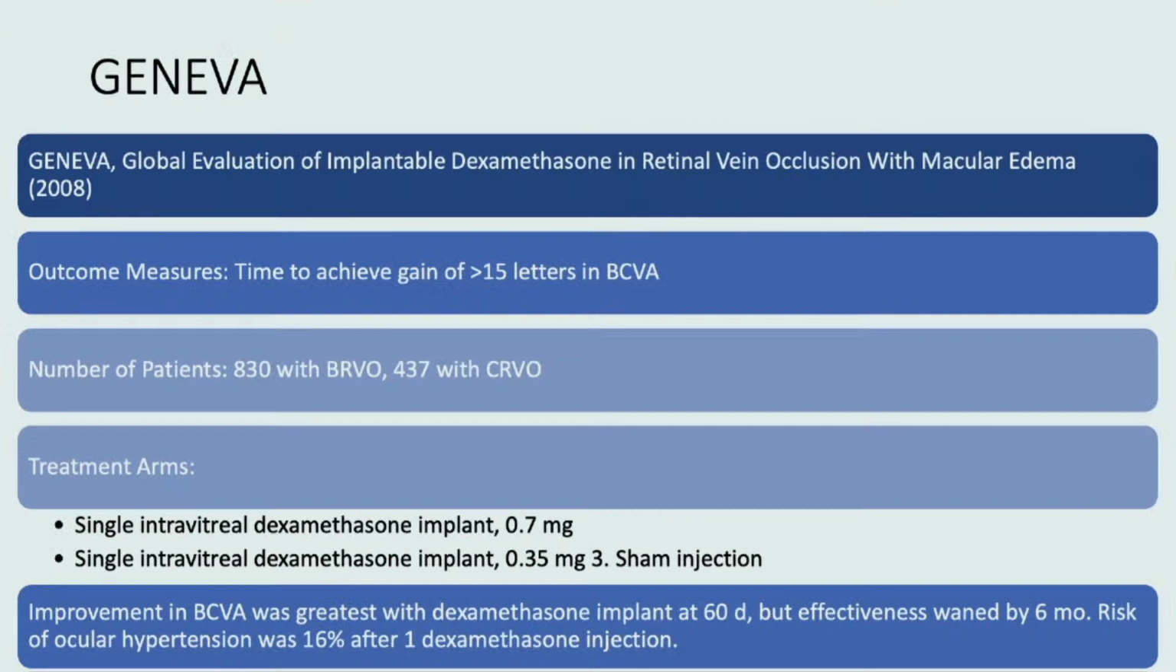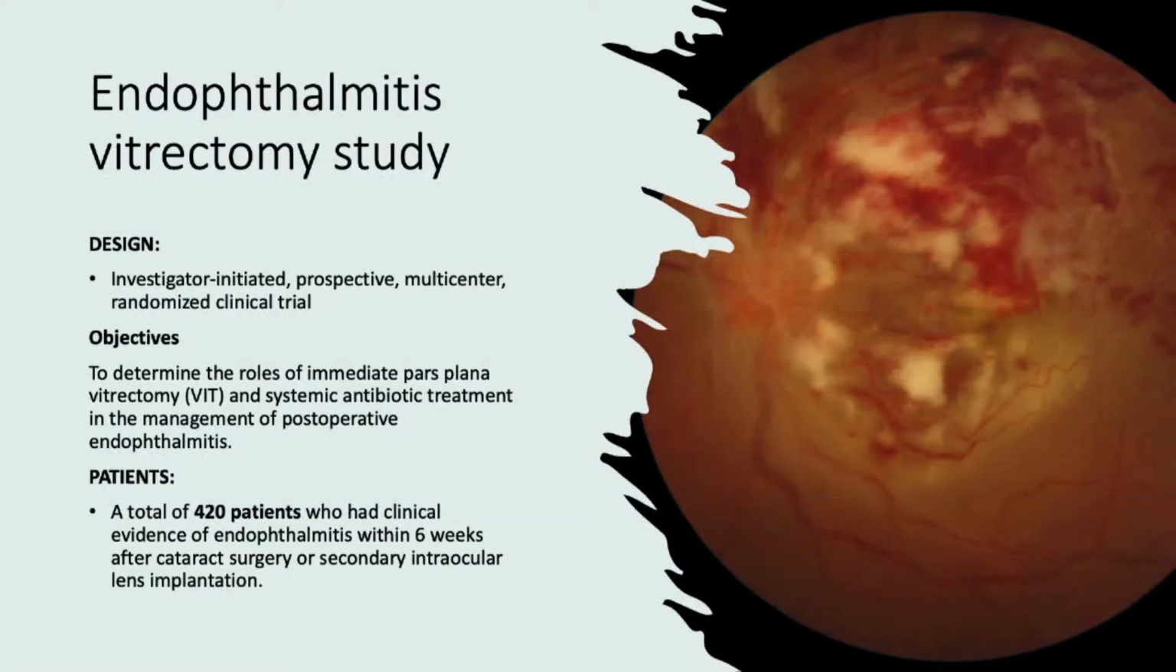Now the GENEVA trial evaluated another important drug, the dexamethasone implant. The improvement was greatest with the dexamethasone implant at 60 days. Two dexamethasone implants were evaluated: one was 350 micrograms and the other was 700 micrograms. What it showed was, if you use the 700 microgram implant, you can delay the treatment for up to 3 months. But the greatest improvement was seen at 60 days, which is 2 months.